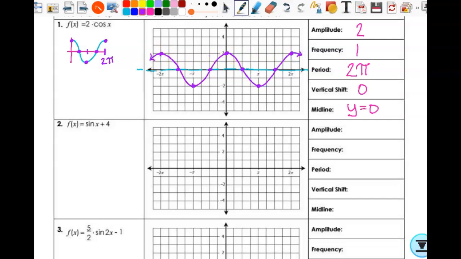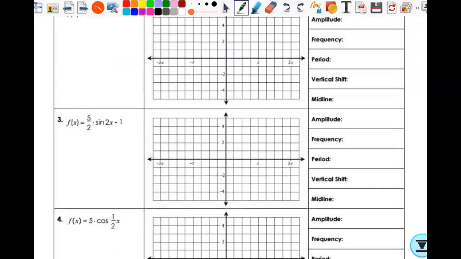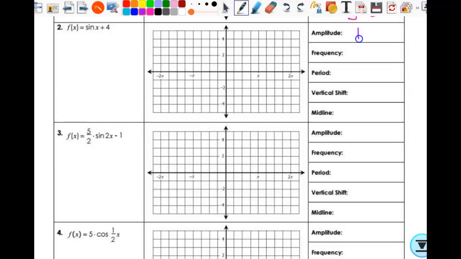Okay. We good on that? Again, just a super basic one, because it's really just the parent function that's been vertically stretched by 2. We good? All right, let's look at number 2. What's the amplitude in number 2? 1. Good, the amplitude's 1.